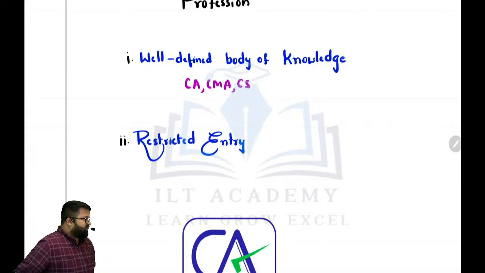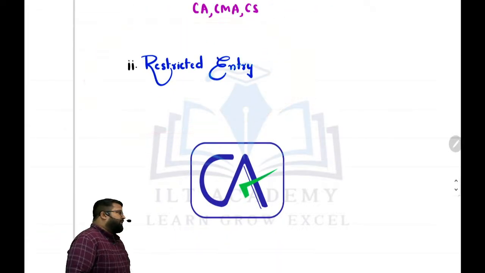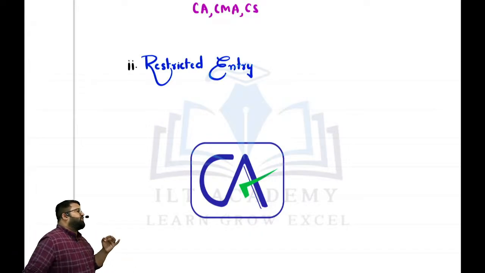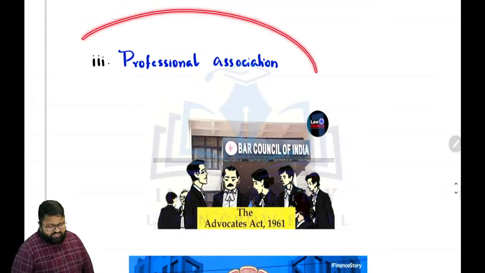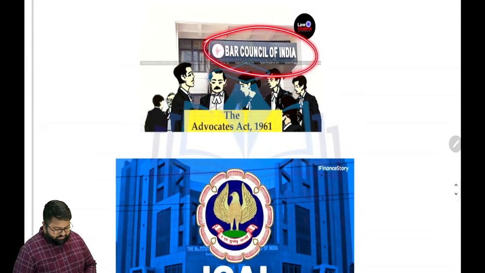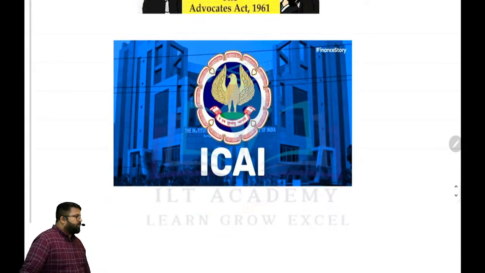Well-defined body of knowledge. For CA, CMA or CS, what is required, ma? Knowledge is mandatory. And what about the next one, ma? Is entry restricted or easy? Sir, to qualify as a CA, what are the things to be done? Foundation, inter, articles, final. That is the main thing. And what type of association do they have, ma? For example, for lawyers, there is a council known as what? Bar Council. And for CS, ICSI is regulating them, how they should function and all. So that is basically a regulatory body.